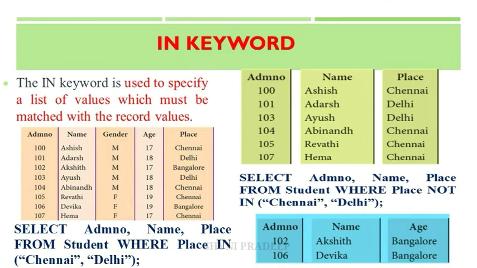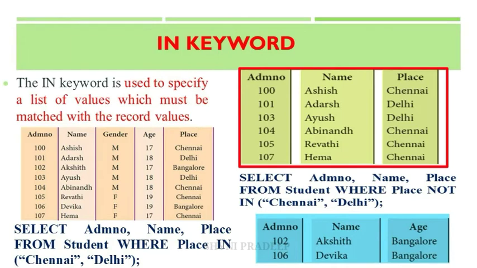Okay. See this example. Select admission number, name, place from student where place in Chennai, Delhi. Here a list of values is given: Chennai, Delhi. IN is the keyword. Here see the place values Chennai, Delhi. Check the values Chennai, Delhi with the student table record values. Okay. See here, these Chennai, Delhi place values will be printed out like this. Admission number, name, place which belongs to Chennai, Delhi place values will be printed on the output screen.